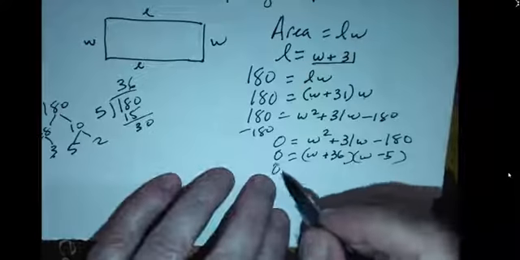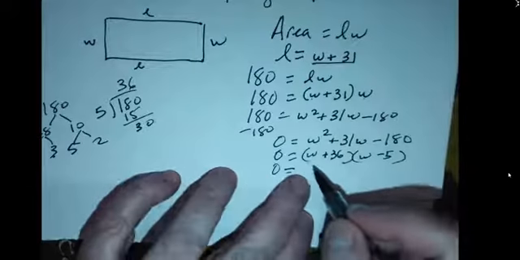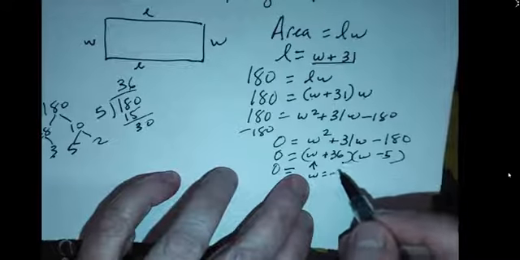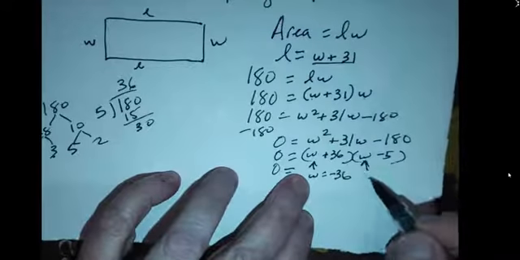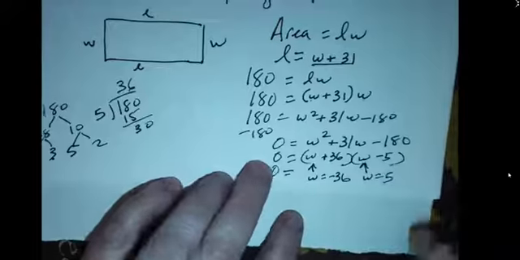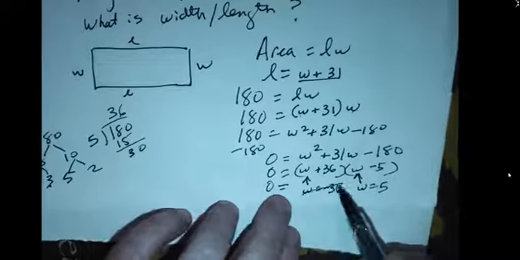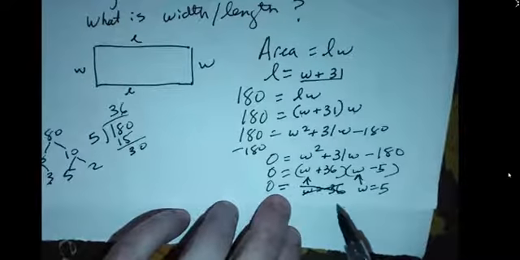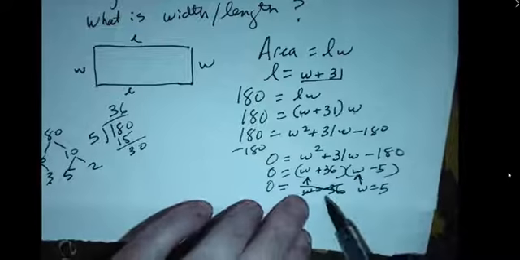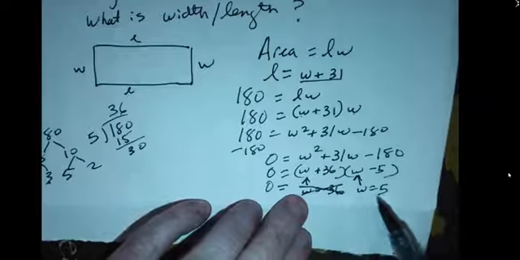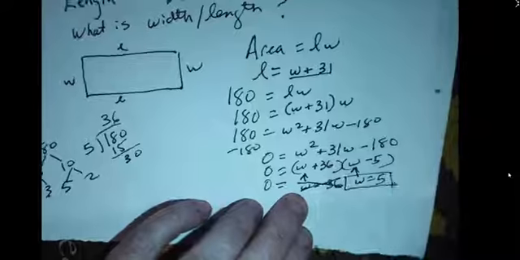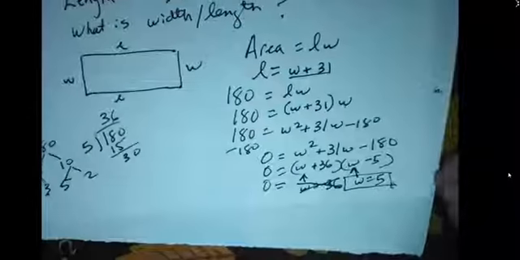Now the solutions to this is W equals negative 36, or W is equal to 5. Okay, now I have to reject this one because we're talking about the width of a floor, and a floor cannot have negative width. So this is the one that I go with. So my width is going to be 5.